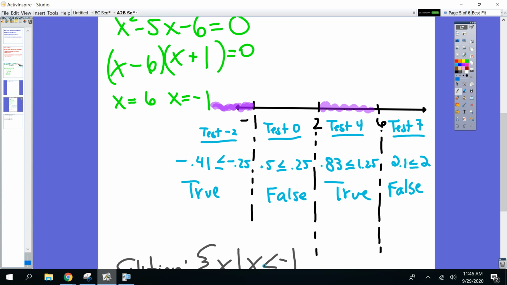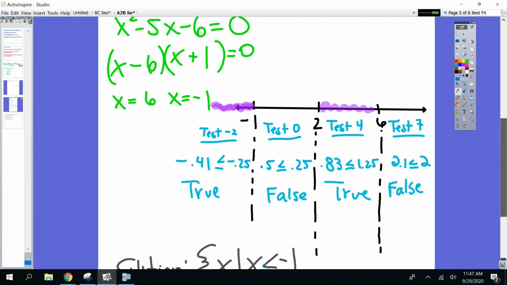No. Don't worry about the values we tested. 4 worked, right? Yeah. That means 3 works. That means 5 works. 5.5 works. 4.5. So anything between 2 and 6. Everyone see that on your number line? Anything between, it doesn't matter what you test, okay? It's what's on the number line. Good. So anything between 2 and 6.